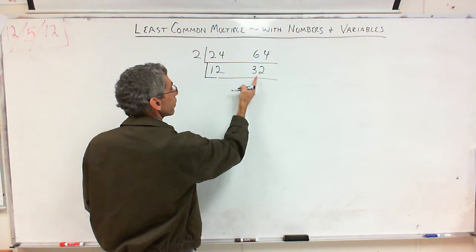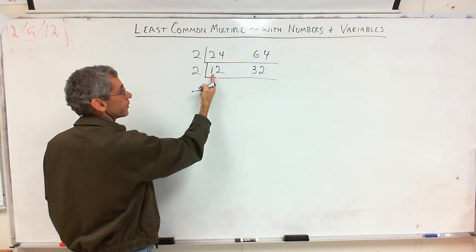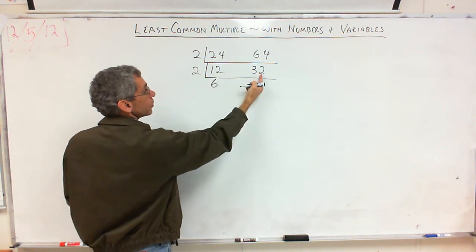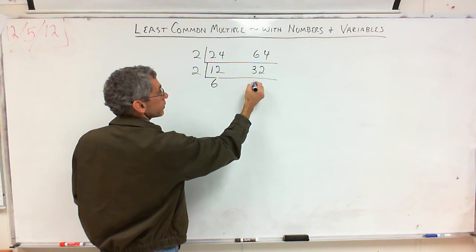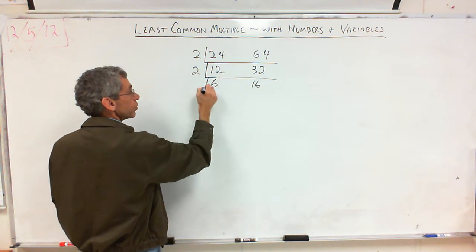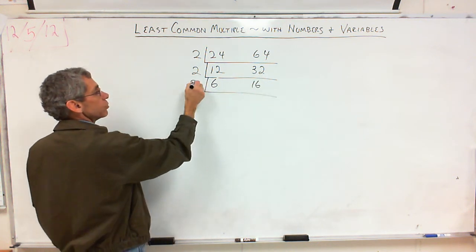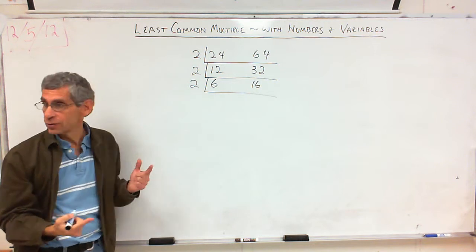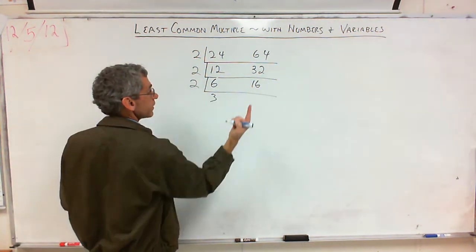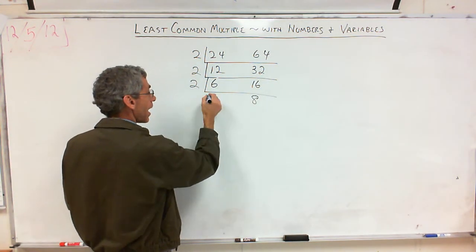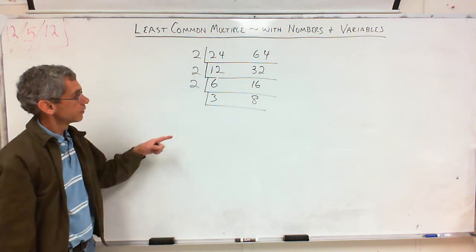But 2 can go into these too. 2 can go into this how many times? 6 times. 2 goes into this? 16 times. But look, 2 goes into those too. So 2 goes into 6 how many times? 3. 2 goes into 16 how many times? 8. Oh, there's nothing else, right?